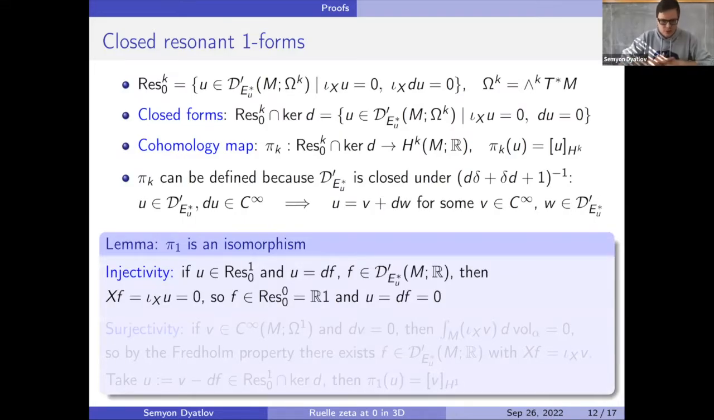Okay, so it turns out that we have this cohomology map. You can do it on any resonant k-forms which are closed, right? Here I didn't use it, it's a one-form yet. But it turns out that on one-forms, it's an isomorphism. So if you just want to identify closed resonant one-forms, they're in one-to-one correspondence with de Rham cohomology classes.